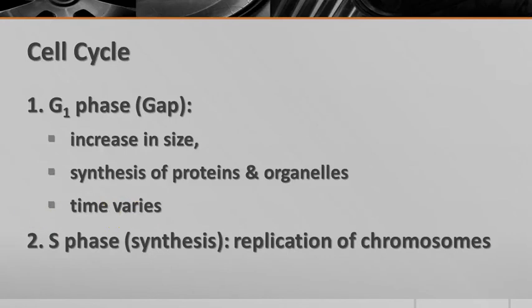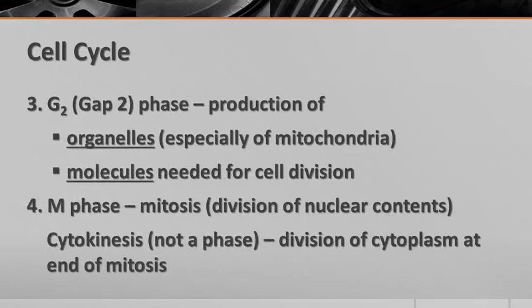The second phase is the S phase, the synthesis. This is where the chromosomes are being replicated. And again, the purpose for this is so that each daughter cell can get its own copy of the DNA, and it has everything that it needs in there to function as that particular kind of cell. Then we have the G2 phase. In the G2 phase, we have the production of organelles, especially mitochondria, because it takes a lot of energy to undergo cell division, and all other molecules needed for cell division, the components of microtubules, the enzymes that are needed to catalyze the various kinds of reactions. Everything that's needed is being prepared.